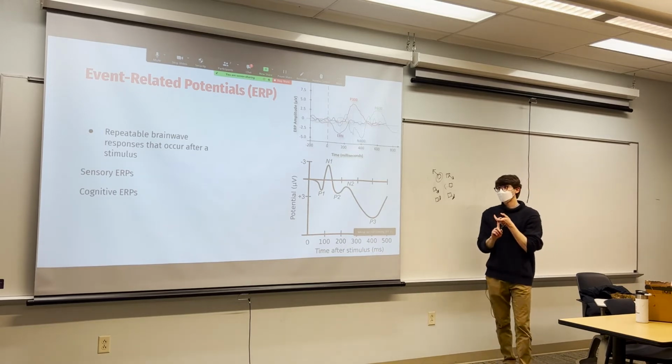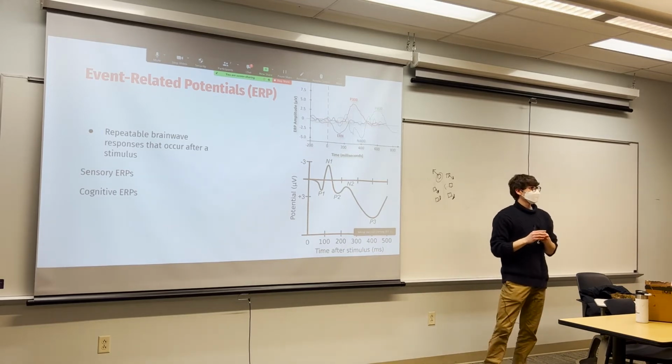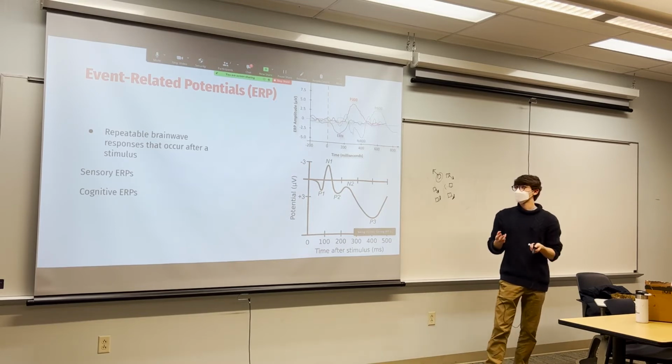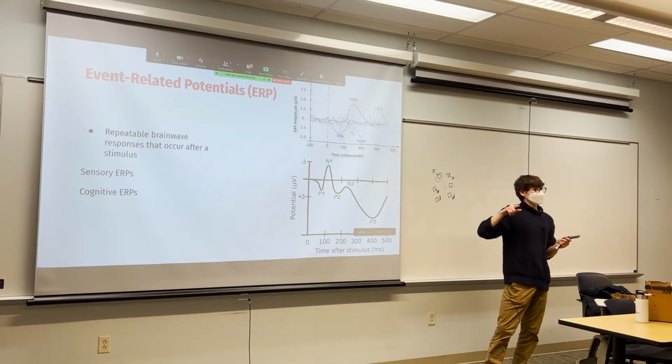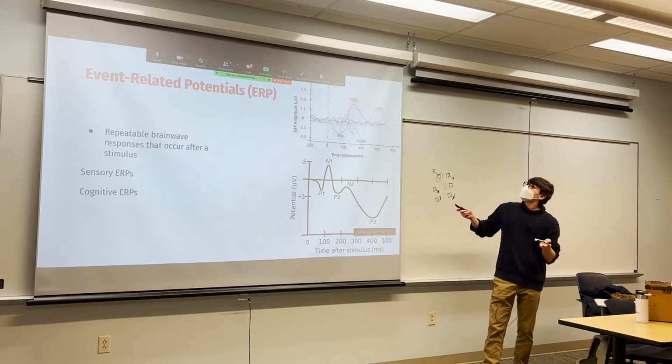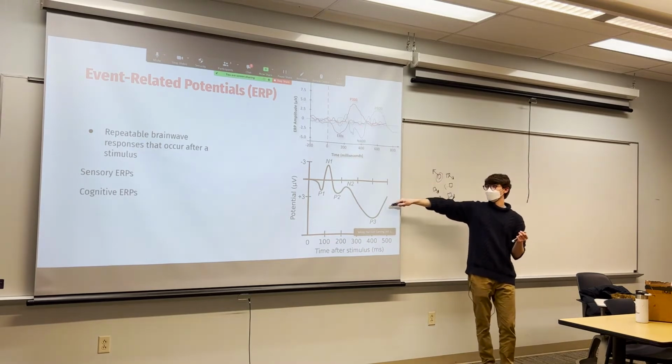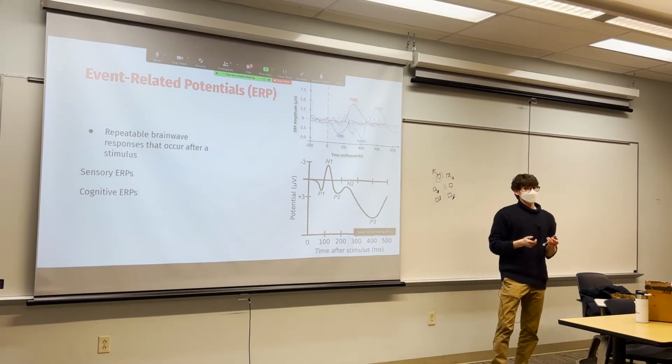That could be if you touch your finger on something, or if you see a new visual stimulus, or if you have a thought like you're making a decision, or you hear something that's interesting to you, your brain has this response. And then you can separate these out into different types of signals, and start to do different things with it.